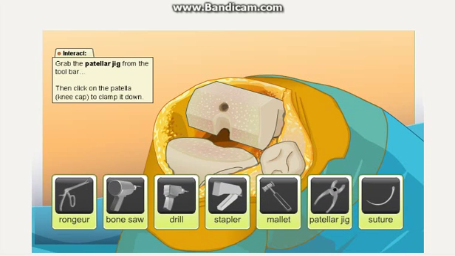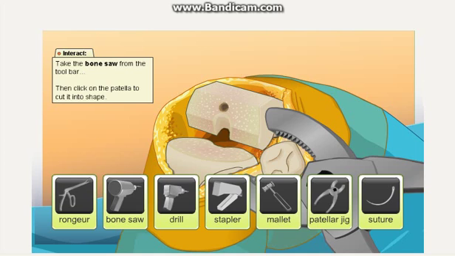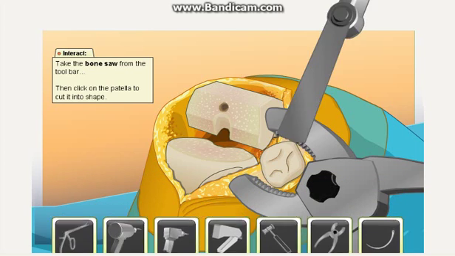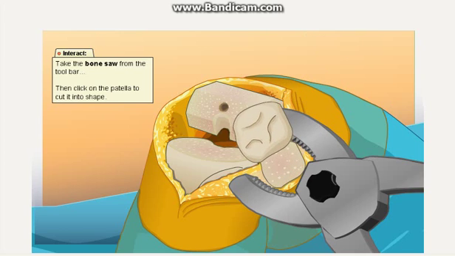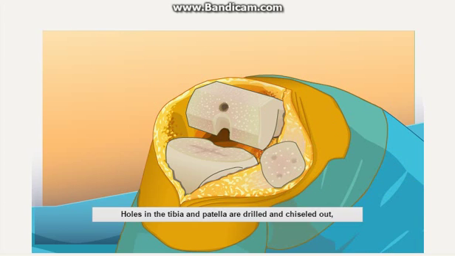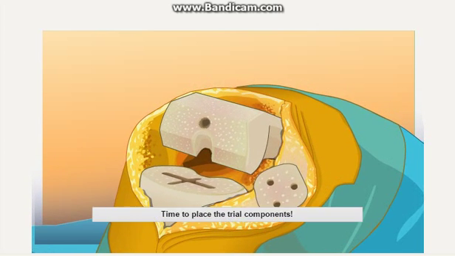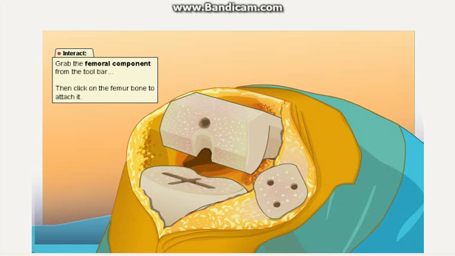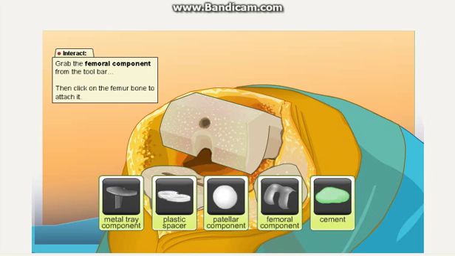Now we'll use the patellar cutting jig and bone saw to remove the back of our patient's patella. Holes in the tibia and patella are drilled and chiseled out, which will enable the new components to attach properly. Time to place the trial components. First, attach the femoral trial component.